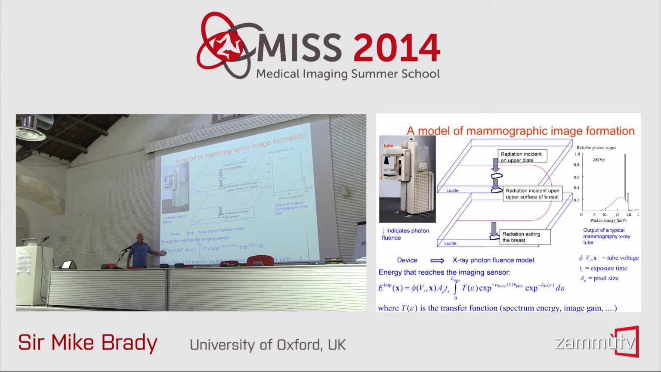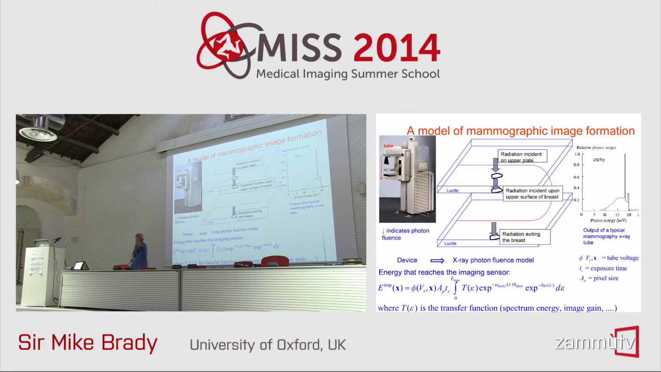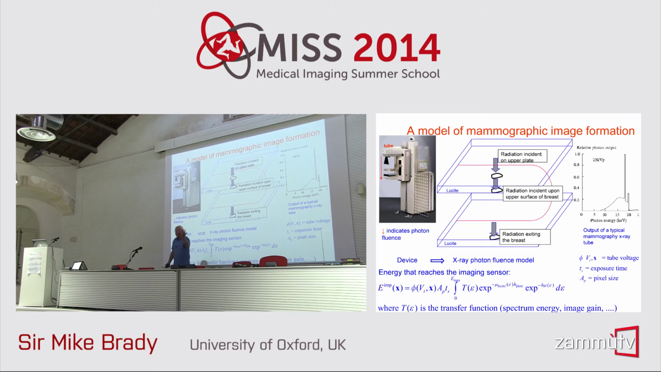It says that the energy amount that goes onto the detector is this expression here. Oh my God, it's Monday morning, it's early, how can we make sense of that? Well, actually, this is trivial. There's Beer's law, that's just what's happening going through these plates. There's the lucite, and that's whatever the attenuation is, and that's however thick those plates are. That's the stuff that we don't know. That's the spectrum, so a whole range of energies, so it's an integral over all of those energies. So that's just a transfer function that takes into account spectrum energy, image gain and so forth. And this stuff down here is very straightforward. It's just the tube voltage, which we can read out of the DICOM header, the exposure time we can read out of the DICOM header, and the pixel size we know because we know the detector.